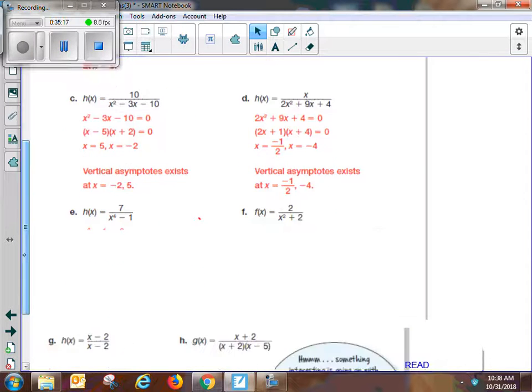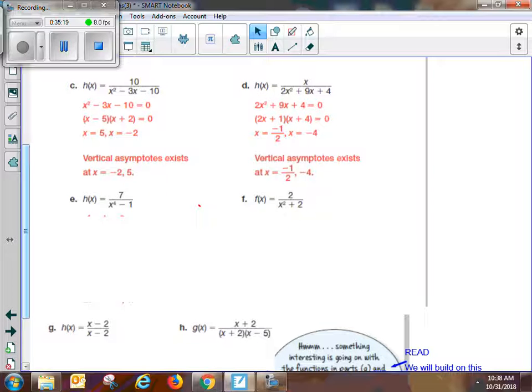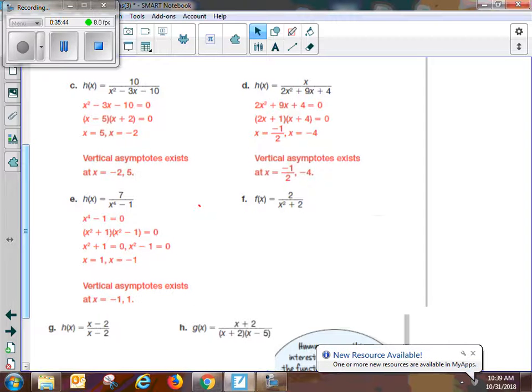x equals just 1. So I got 1 and negative 1. This is me thinking back to lesson 4.4, where we had to factor stuff like this. I broke x to the 4 minus 1 up to be x squared plus 1 times x squared minus 1. x squared plus 1 is going to give you imaginary, so I'm done with that. That's not going to help. But x squared minus 1 is a difference of squares.